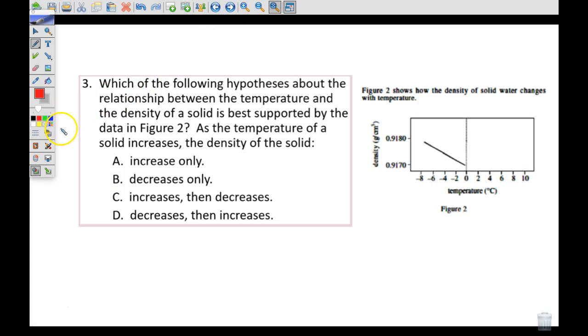In question number 3, it asks which of the following hypotheses about the relationship between temperature and density of a solid is best supported by the data in figure 2. And then it gives a qualifier: as the temperature of the solid increases. So as our temperature increases going from -8 up to 0, so we're going left to right on the x-axis, it looks as though the trend line goes down. So the correct answer to number 3 is B, decreases only.